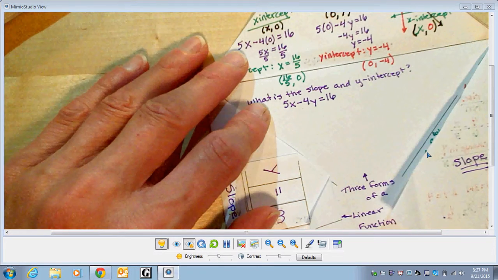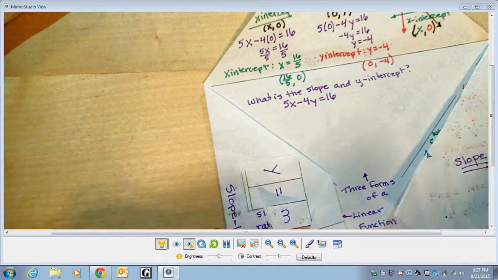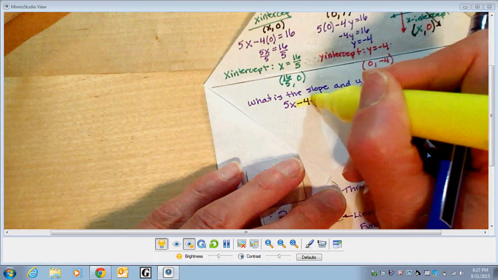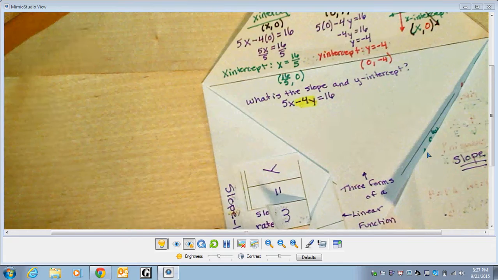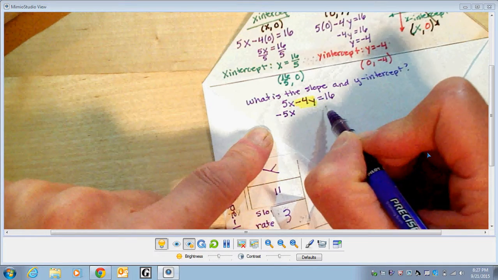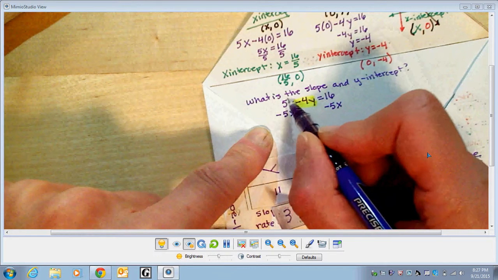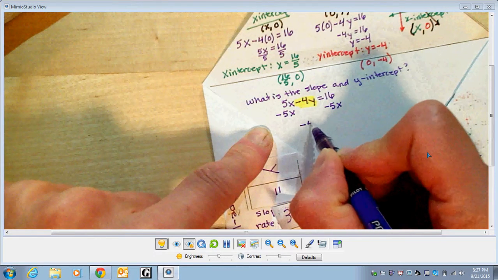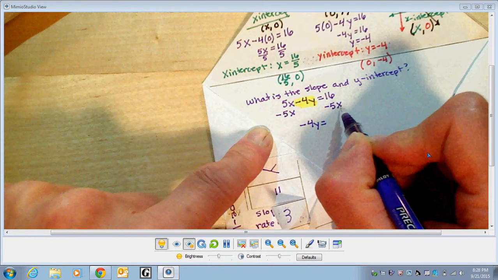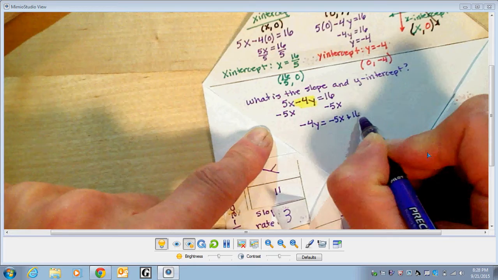Okay, I want to get my y term by itself. So if I want to get my y term by itself, then initially I want to get negative 4y alone, which means I would have to subtract my x term from both sides of that equation. This turns into a 0, so then I'm left with negative 4y equals, not like terms, because I want it in slope-intercept form, my x has to go first, minus 5x plus 16.